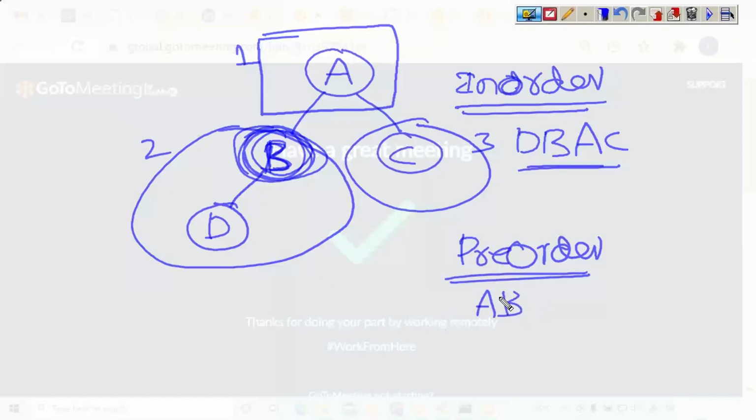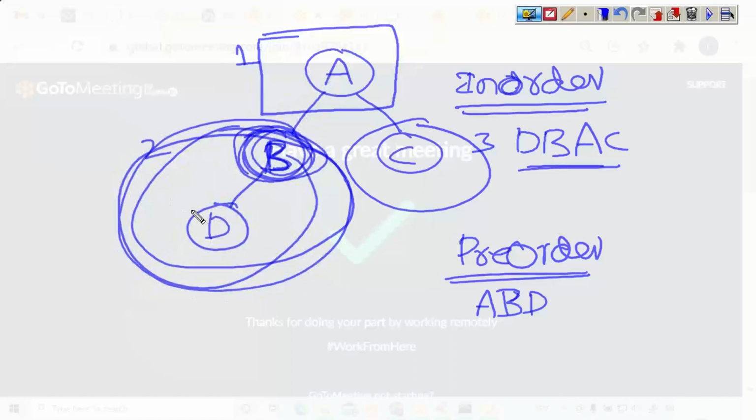B, and the left side is D. There is no right side. So the left side is completely over. Now you have to come to the right side of A. The right side of A is C. Understood? That is the pre-order.